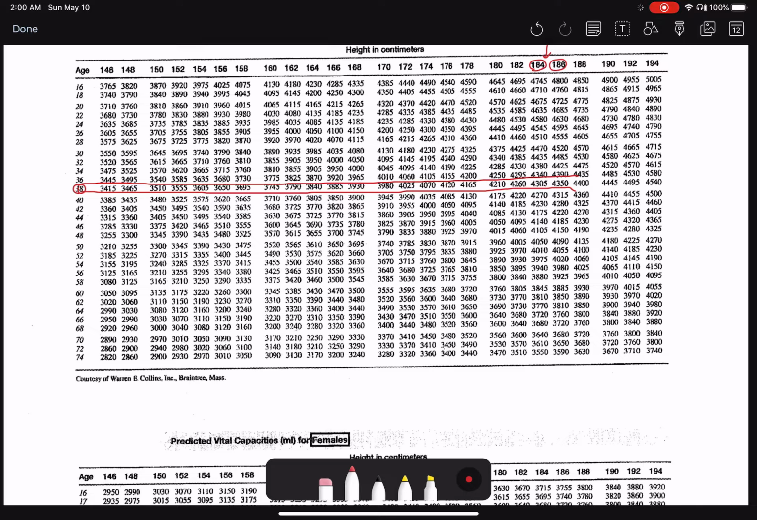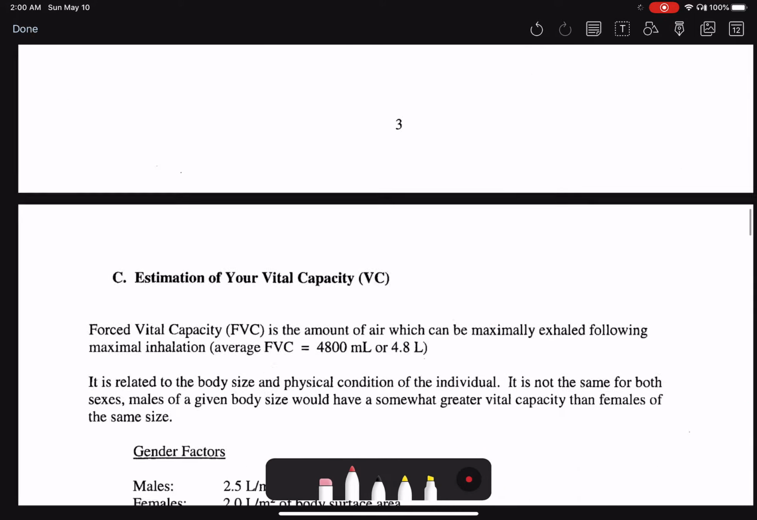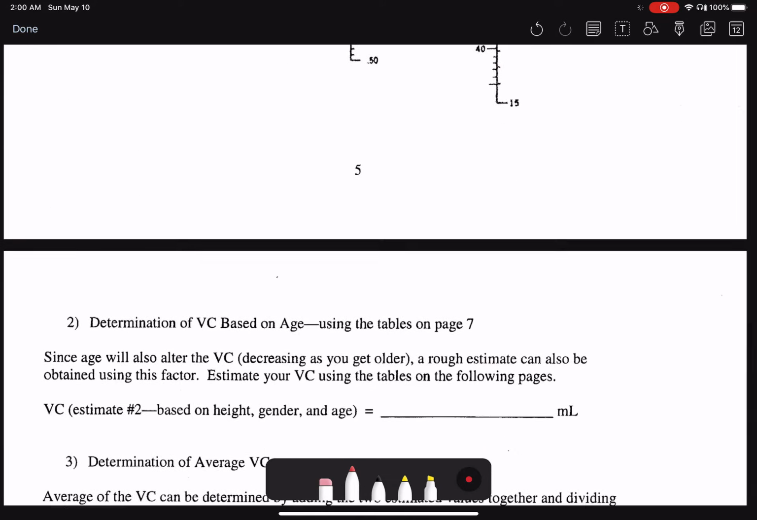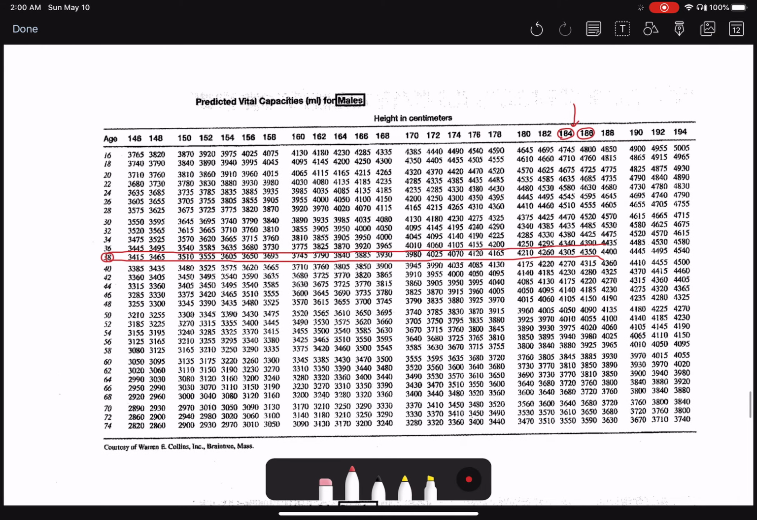Okay, so now I'm going to draw some vertical lines associated with where my height was marked off. Oh, I messed it up. So let's go back here. I'm going to draw some horizontal lines associated with where my height was marked off.